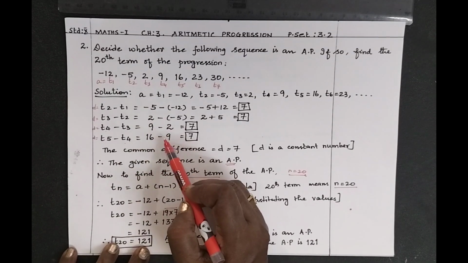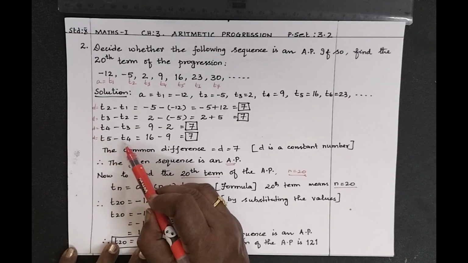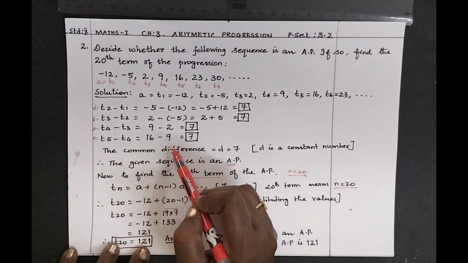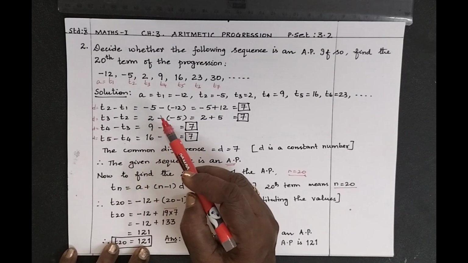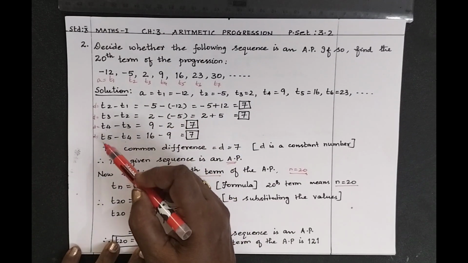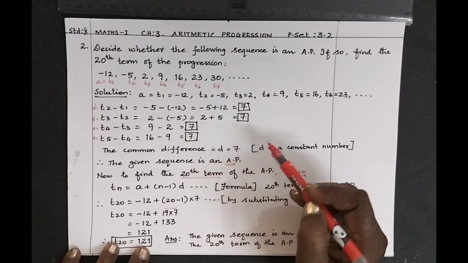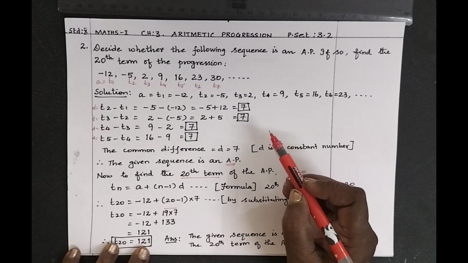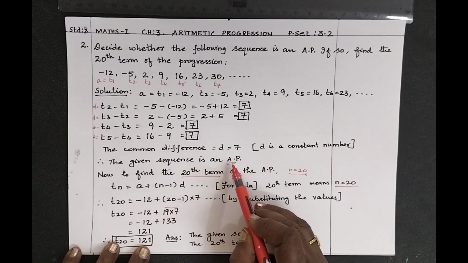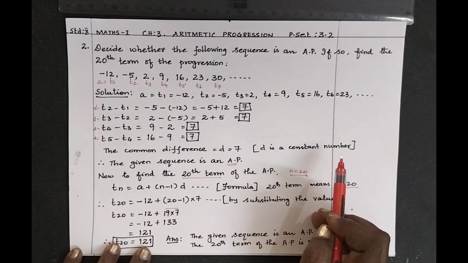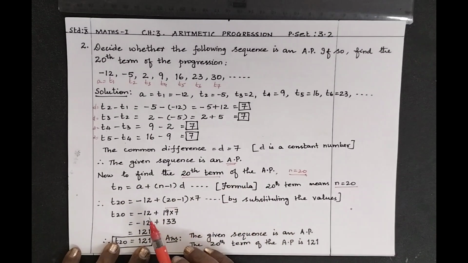T4 is 9 and T3 is 2. 9 minus 2 is 7. T5 minus T4, that is 16 minus 9, which is what? 7. Now here we have to find out at least 3 or 4 differences. If all the differences are the same, then only the given sequence will be an AP. Here the common difference is 7, so it is constant. So therefore the given sequence is an AP.